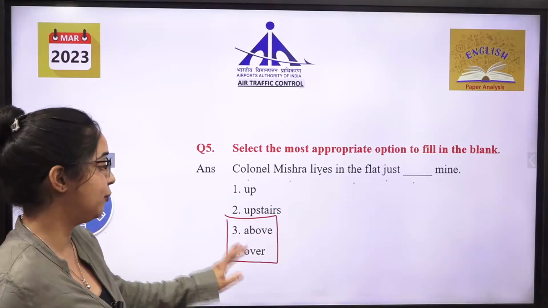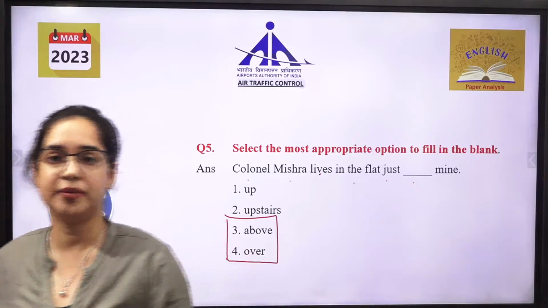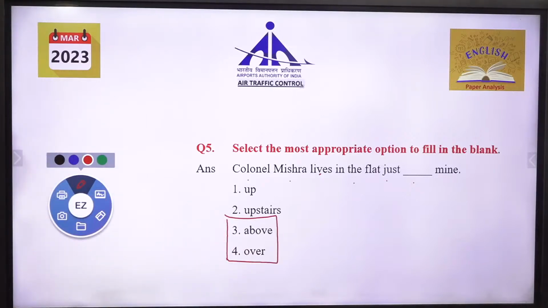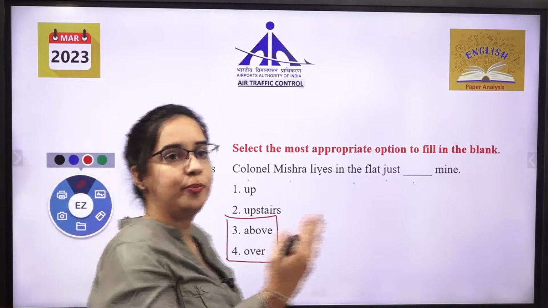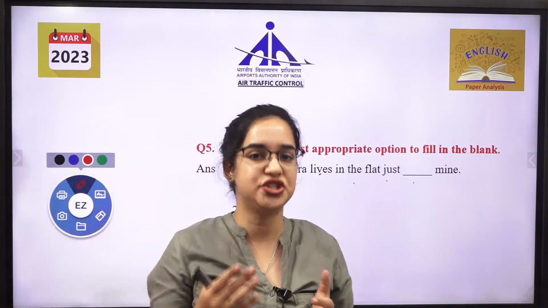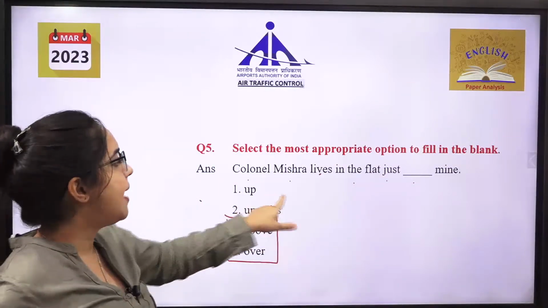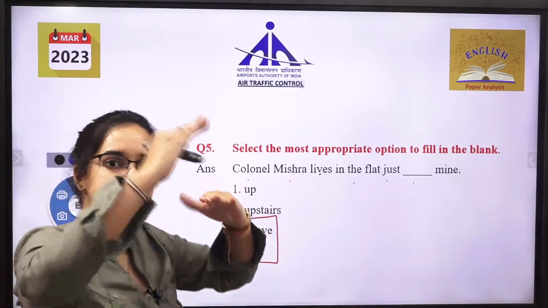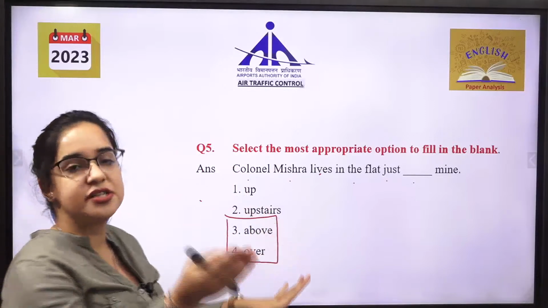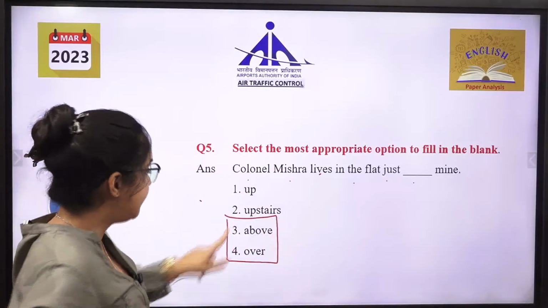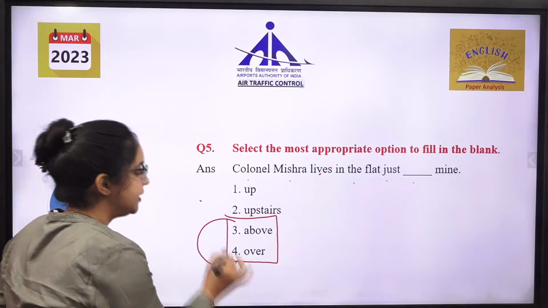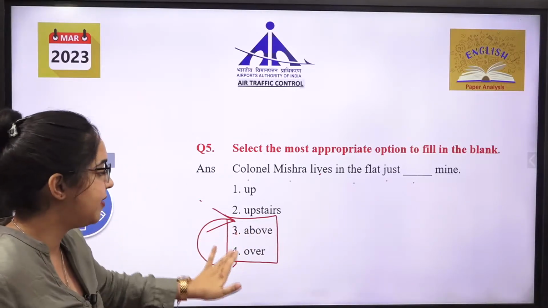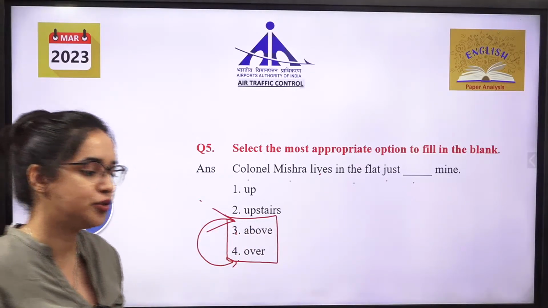Above. Why is above the answer and not over? You have to think about it, because whenever you get fill in the blanks, the answer will be very near. Above has come, but why not over? See, up means higher, we talk about it as positioning, but we cannot just take it as up. Upstairs is just in the stairs, that is not required. Now, the answer is between these two only. Why above and why not over? That is my question to all of you.